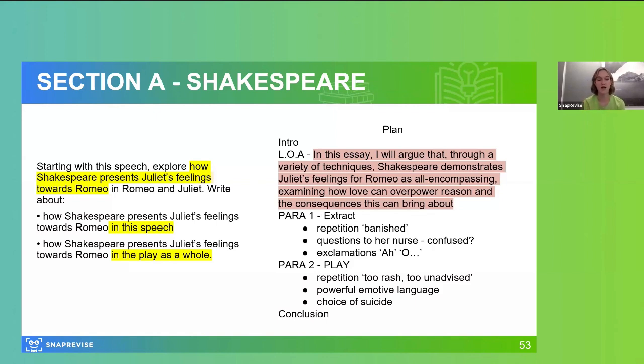I would then probably choose another example of powerful emotive language to show the extent of her all-encompassing love for Romeo. And then I would probably pick a quote to end with from their death scene, to show how Shakespeare is suggesting that this kind of love can be deadly. It can overpower reason. And what that tells the reader is, is it a warning to the reader? Well, it probably is a warning, warning the reader of giving in to all-encompassing love. So that would be my sort of essay plan for something like section A for your Shakespeare.